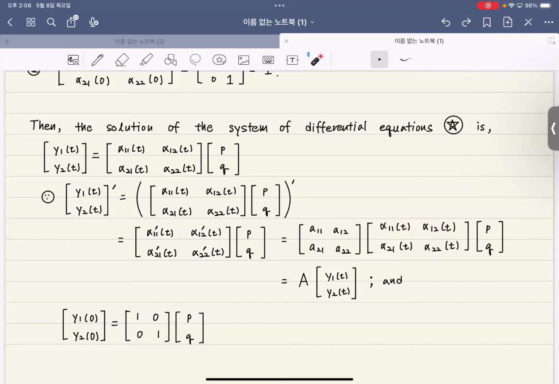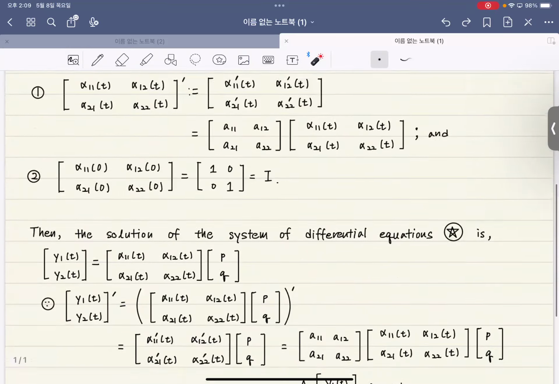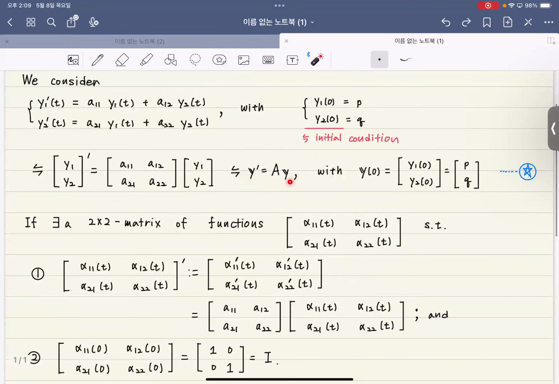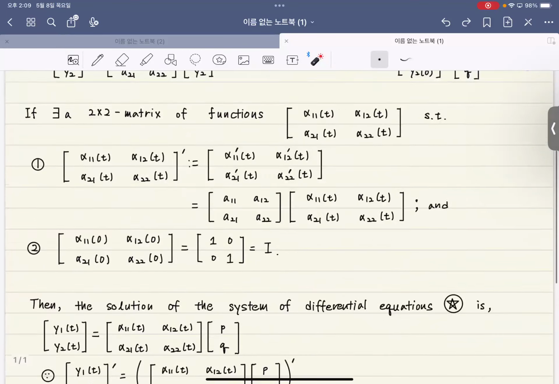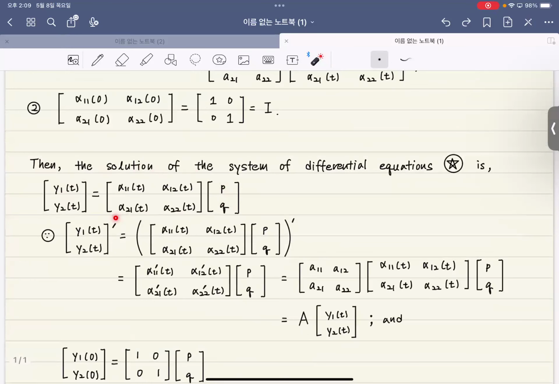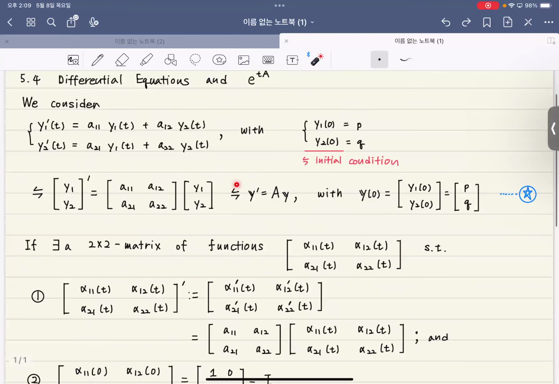And also we have declared that this times this is y1 and y2. So it turns out to be A times y1 and y2. So y1 prime and y2 prime is the matrix A times y1 and y2. So this is precisely this condition, right? So, therefore, this is satisfying this condition.